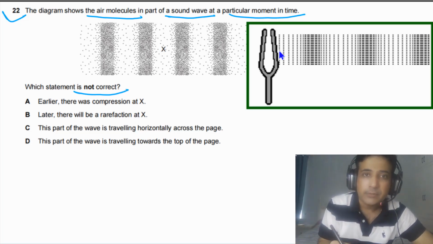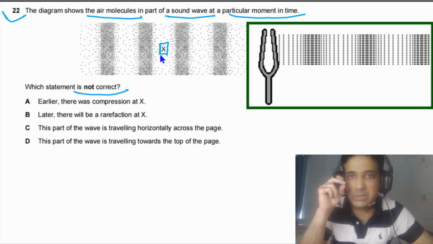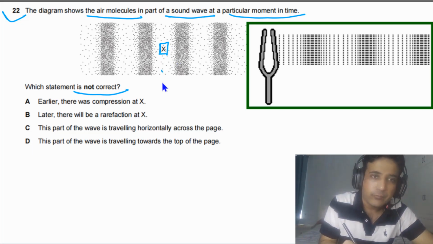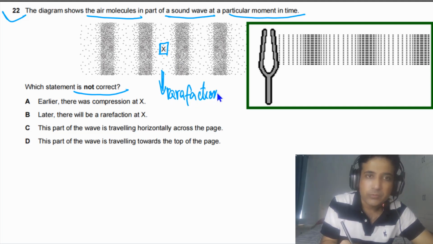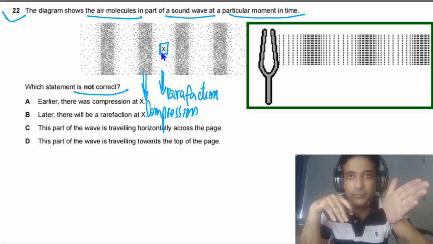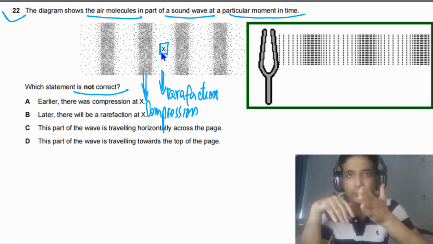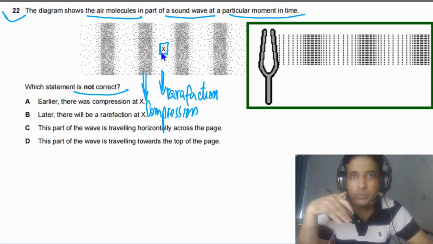It simply means that if you focus on one single point, let's say point X, in this case you can see first of all we have rarefaction. So this is representing rarefaction and this is representing compression. If you look at point X, now we see at point X there is rarefaction, and in the next moment we will see there is compression, because when a sound wave travels, compression and rarefaction also travel. That's the point you need to understand, and they travel in the direction of the wave. If you understand these points, you can answer this question.